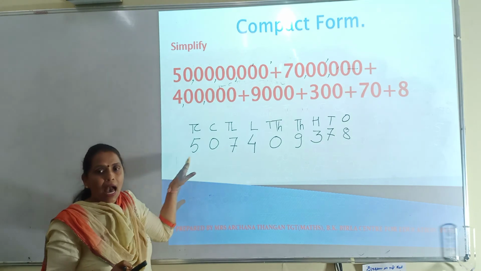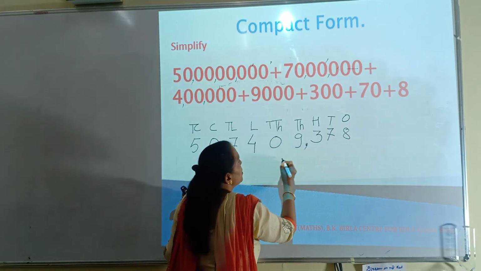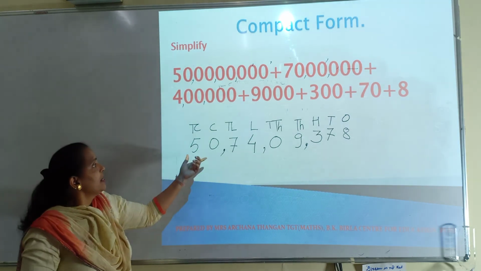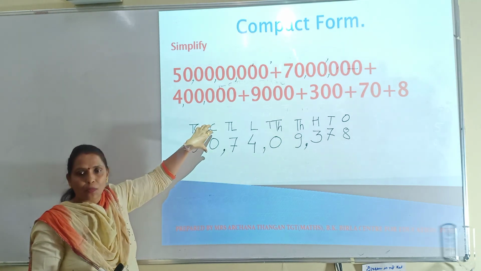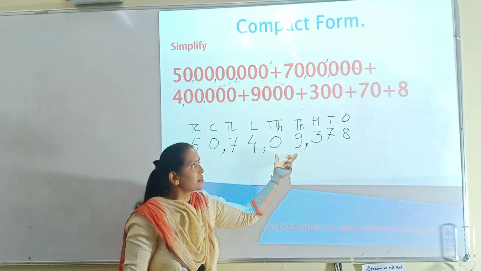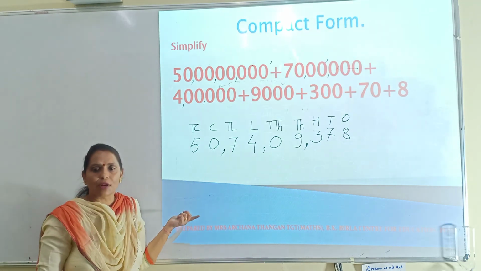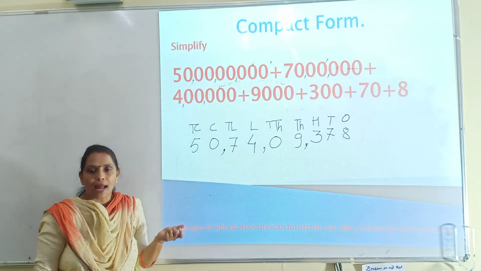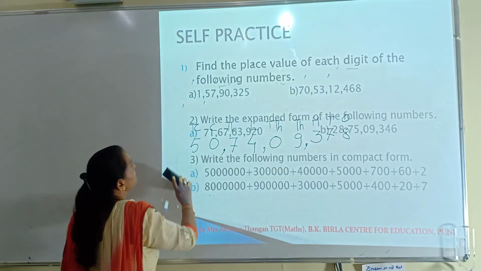This is the way I have to write this number in a compact form and put commas according to the Indian system. So this is 50 crore. How to read this number? 50 crore. This is the crore period. 50 crore 74 lakh 9,378. This is the way we have to write the number in a compact form, short form or standard form.